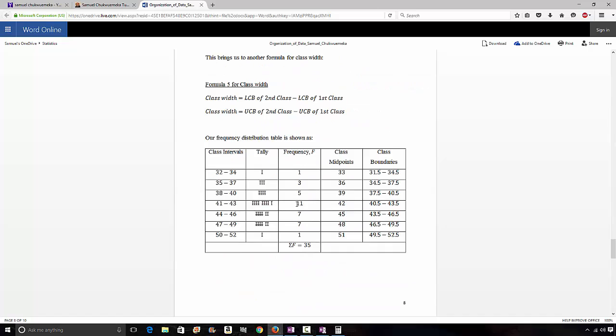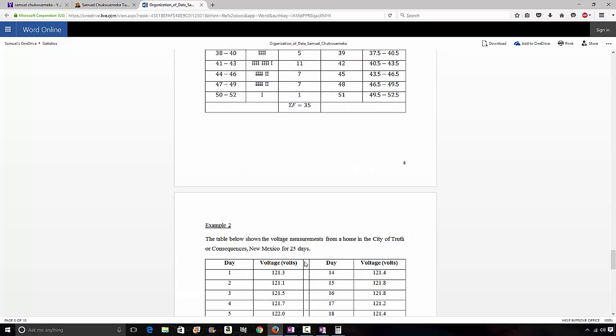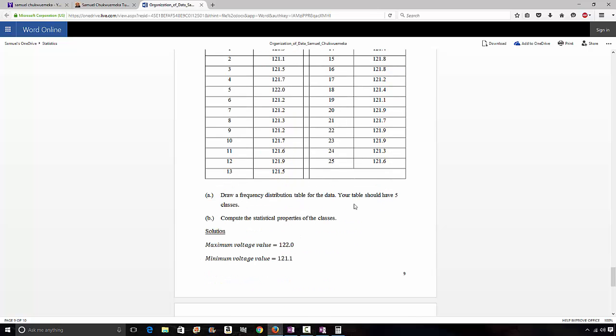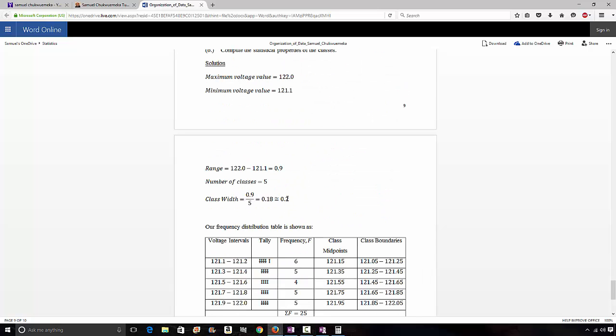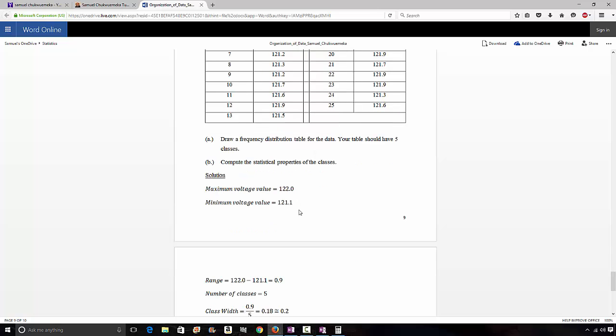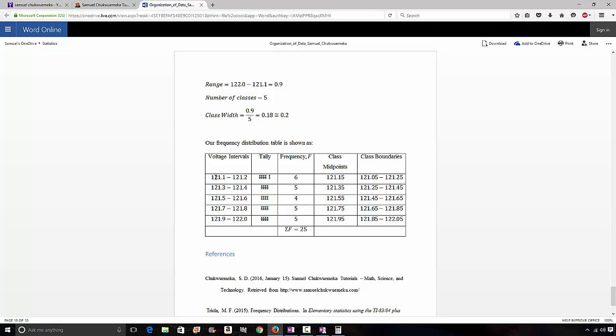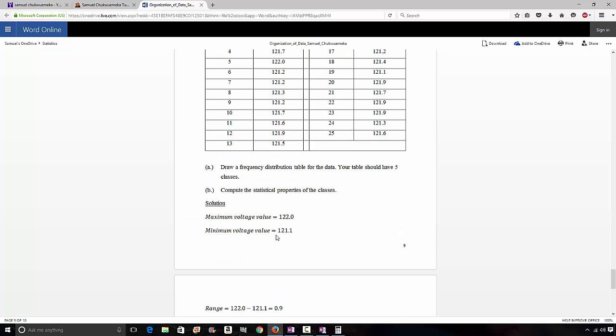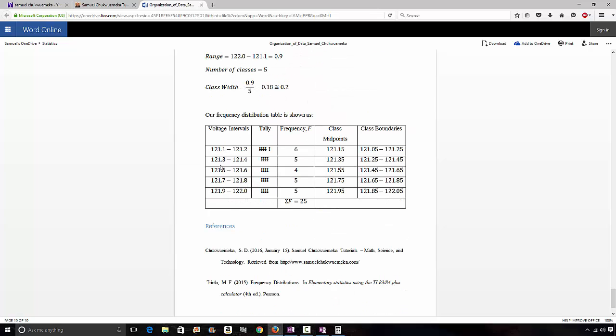When your data values are one decimal place like this, then your class size, you round it up to one decimal place as well. You don't round it to an integer. So you always want to round up. Now, what if your data values were two decimal places? Then your class size, you have to round it to two decimal places. The same way you write here, we used 121.1 as the minimum. You add 0.2, it gives you 121.3. You add 0.2, it gives you 121.5. You list it that way.